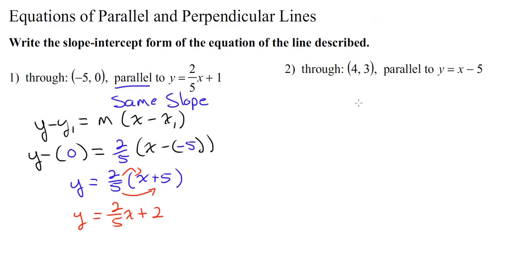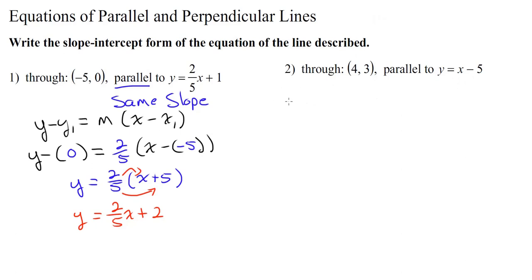Looking at number 2, we want to write the equation of the line that passes through the point 4, 3 and is parallel to the line y equals x minus 5. So what is the slope of this line? The slope of this line is 1. That's the invisible 1 in front of the x. And since we're writing a parallel line, we're going to keep the same slope.